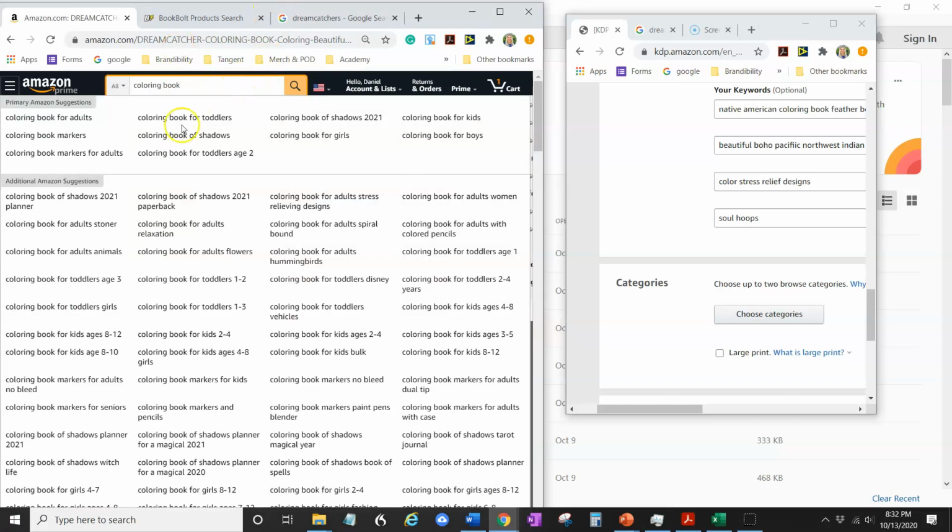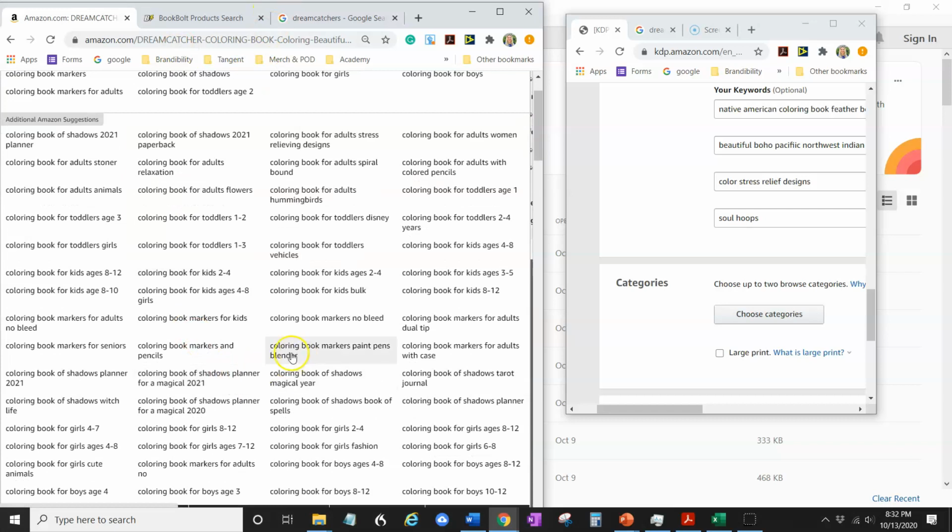So let's do this again, right? This is a long tail keyword. These are not books. Oh, here we go. Coloring book for kids 8 to 12. Coloring book for boys ages 8 to 12. Okay, this is what they call a long tail keyword. And is it profitable or not? I don't know. You have to click on it and see.